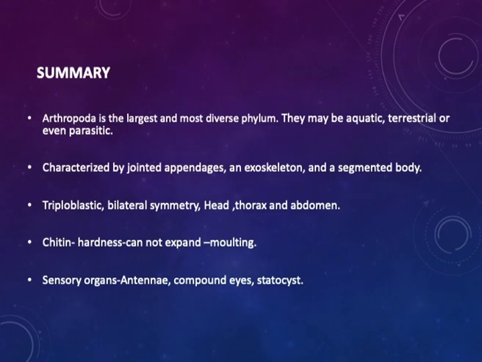Arthropoda is the largest and most diverse animal phylum, characterized by jointed appendages, an exoskeleton and a segmented body. It is divided into 4 main subphyla, that is Chelicerata, Crustacea, Myriapoda and Hexapoda. Each subphylum contains several classes with distinct characteristics.